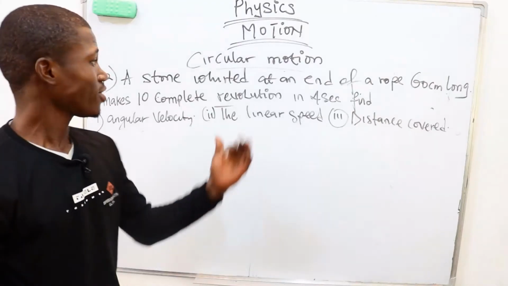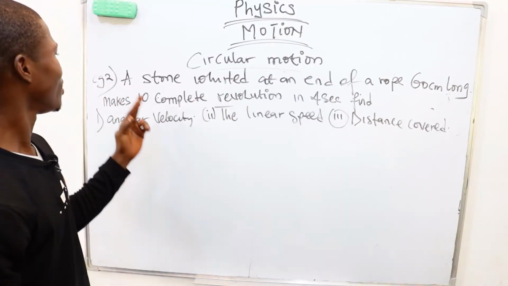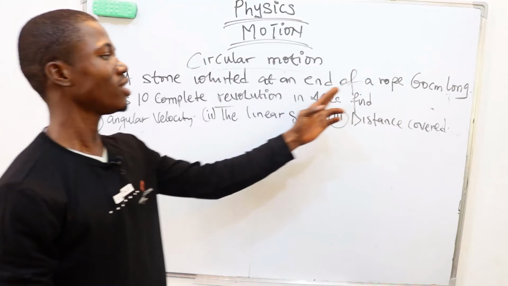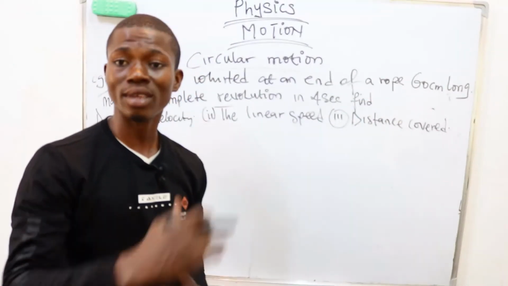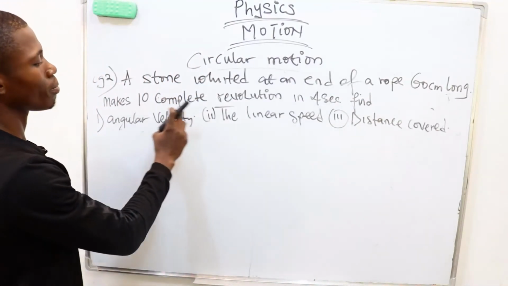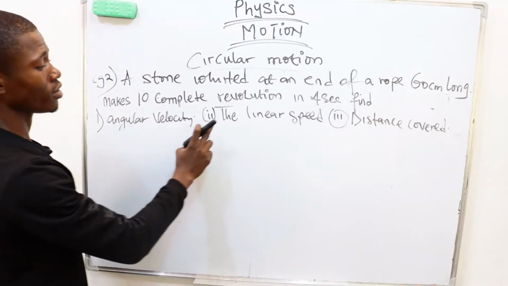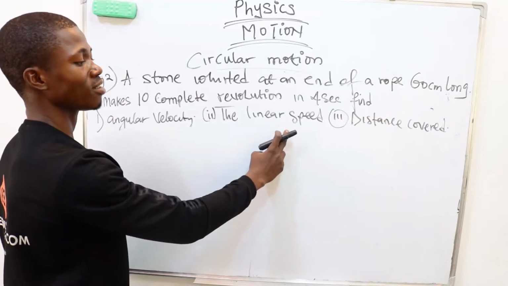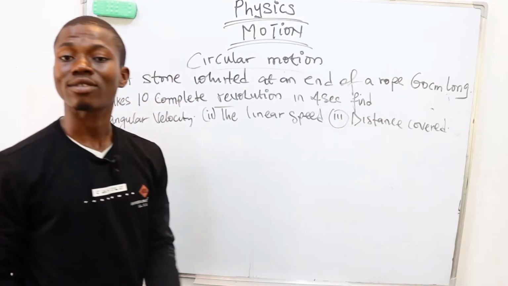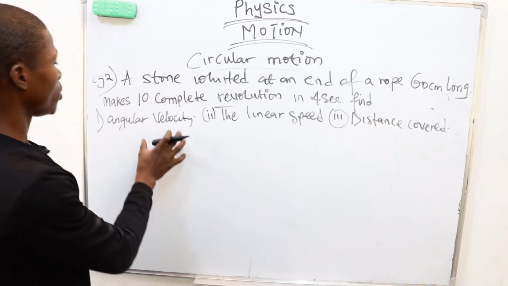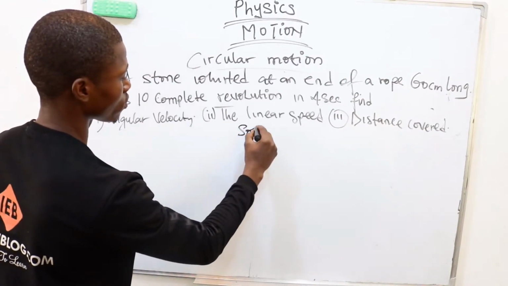Okay? Right over here is our second question, which says a stone whirled at the end of a rope 60 centimeters long makes 10 complete revolutions in 4 seconds. Find: number 1, the angular velocity; number 2, the linear speed; number 3, the distance covered. Okay? And we know from here, let's start. This is our solution.